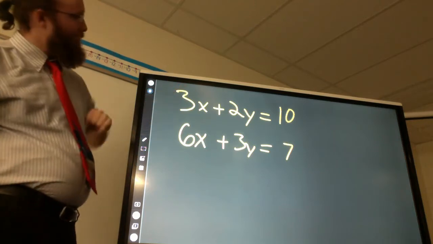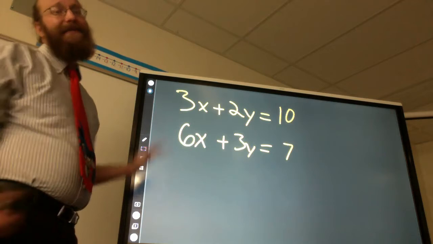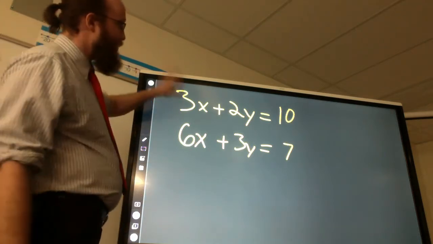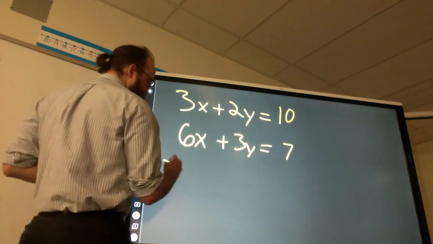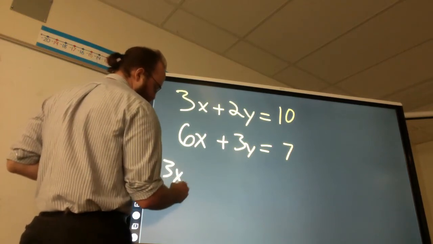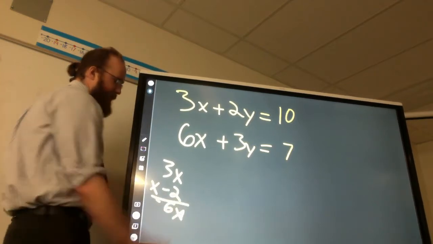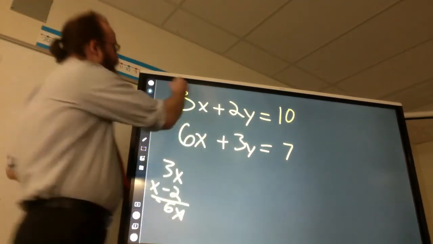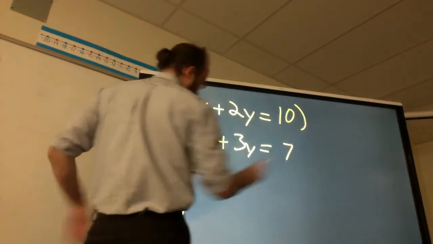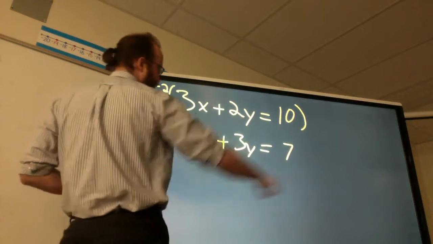I need to make this 3x into something that will cancel the 6x out. I need to make it a negative 6x. So to do that, I multiply 3x by negative 2. If I multiply it by negative 2, I would now have negative 6x, right? So I need to multiply this whole top equation by negative 2. And I'm going to write this new equation right below.